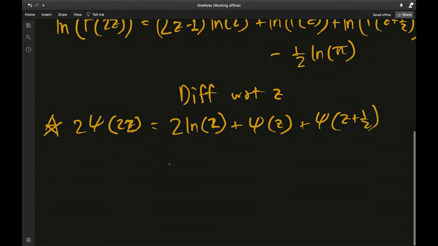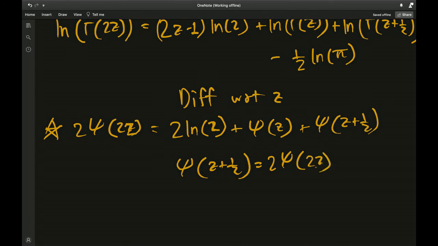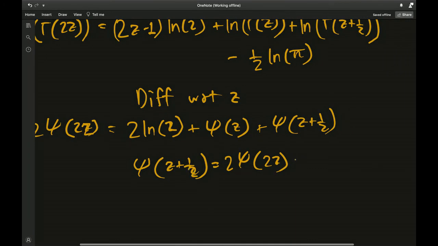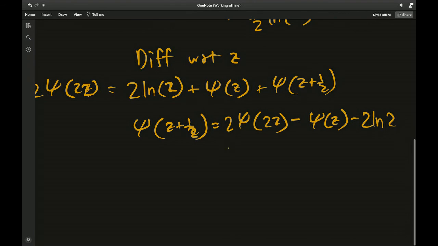And now we're going to find some special values. We'll specifically use digamma of z plus 1 half, and I'll make that the subject of the equation. We have 2 times digamma of 2z minus digamma of z minus 2 times natural log of 2. We're going to use this equation to find some particular values. Okay, so see you on a fresh page.